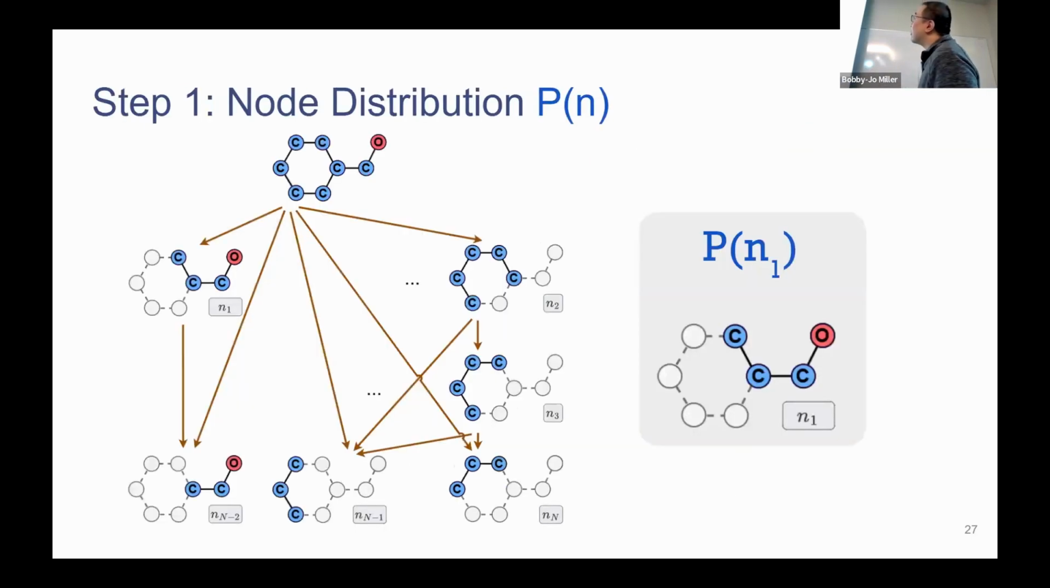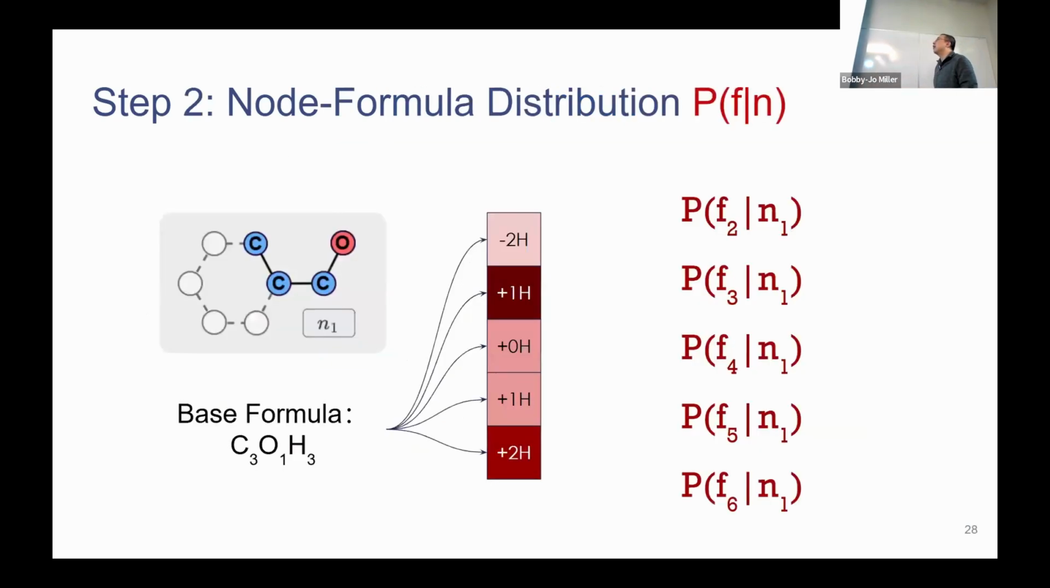So step one, we define a probability of node distributions. Think about it as just the probability that you're going to observe this particular node given your parents.